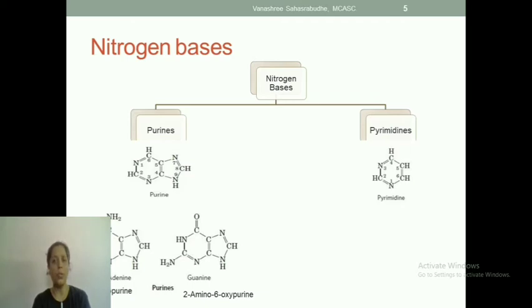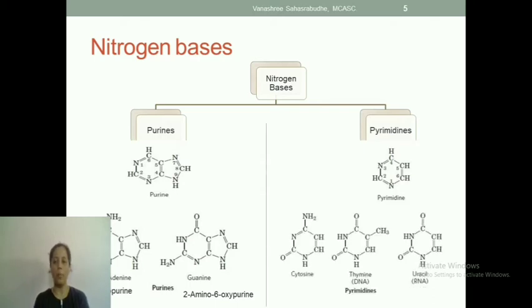How do you number these ring structures? The numbering starts from the basal nitrogen here and goes in a clockwise direction. Three types of pyrimidines are found. Those are cytosine, which is present in both DNA as well as RNA, thymine, which is present only in DNA, and uracil, which is present only in RNA. So how do you name them?